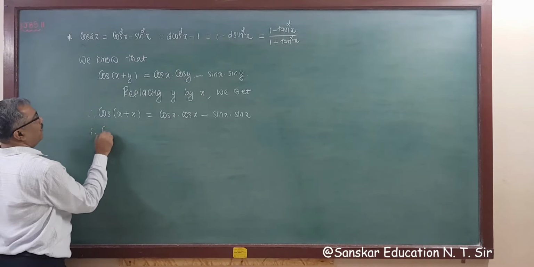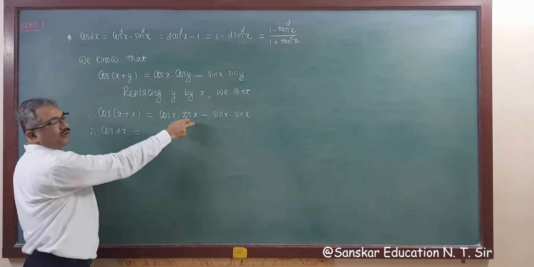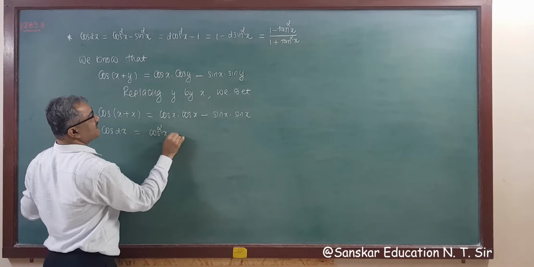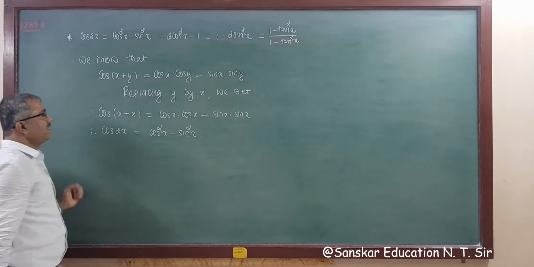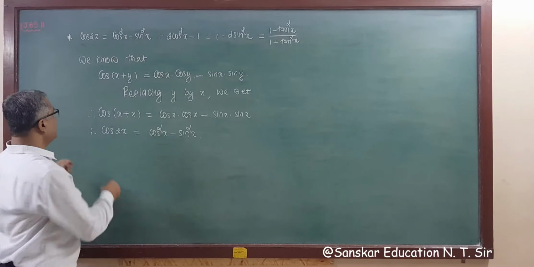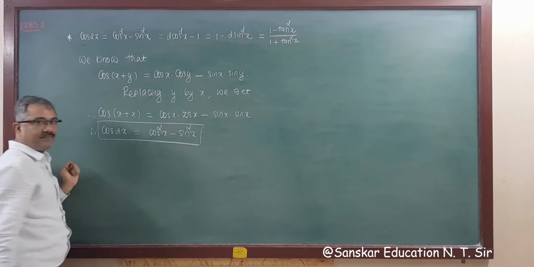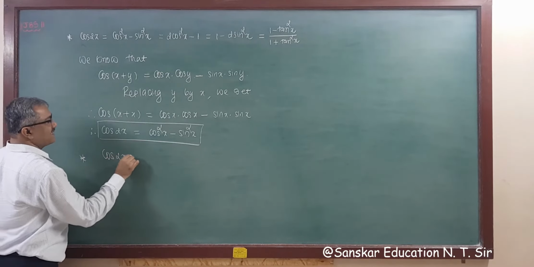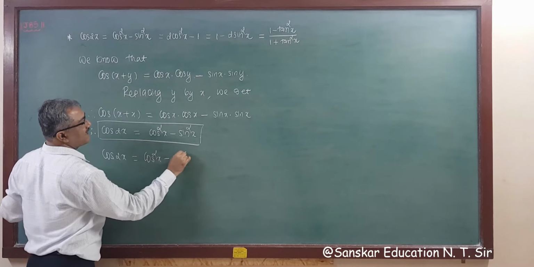So therefore cos twice x is equal to cos x into cos x, which is cos square x, minus sin x into sin x, which is sin square x. So this is your first formula: cos twice x is cos square x minus sin square x.